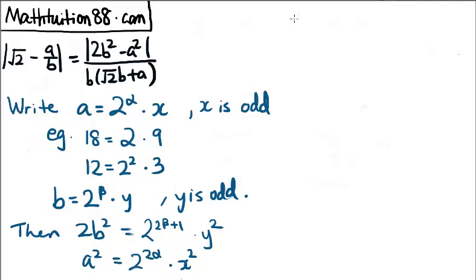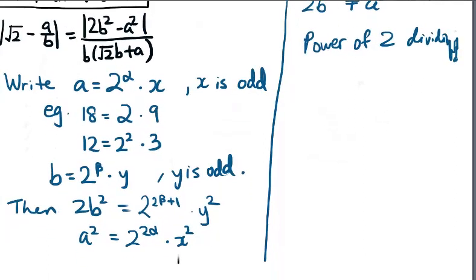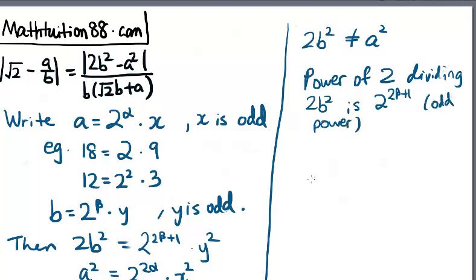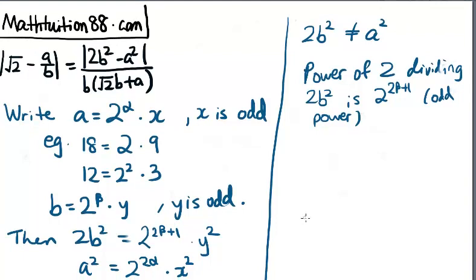So we can conclude that 2b squared is never a squared, since the largest power of 2 dividing 2b squared is 2 to the power of 2 beta plus 1, which is an odd power, while the power of 2 dividing a squared is even, 2 alpha, so they are not the same.